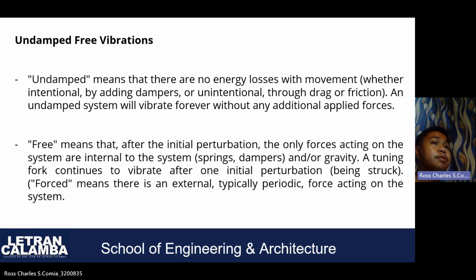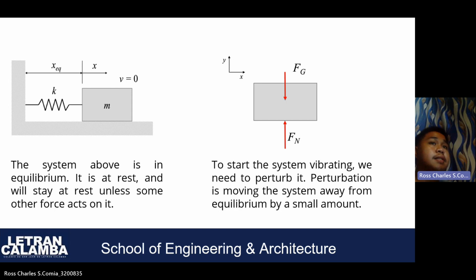So we can derive the equation of the system by setting up a free body diagram. Consider a mass sitting on a frictionless surface attached to a wall by a spring. First, the system above is in equilibrium. It is at rest and it will stay at rest unless some other force acts on it. Next, to start the system vibrating, we need to perturb it. Perturbation is moving the system away from the equilibrium by a small amount.